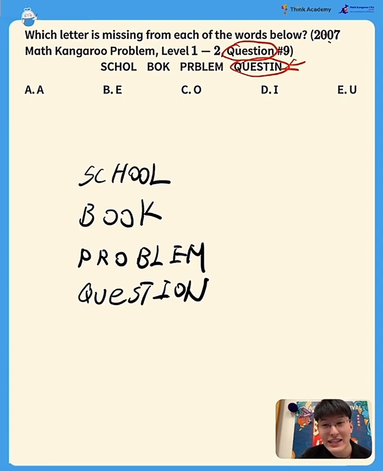So that means the question is, which letter is missing from each of the words below? That means it is O, right? Yes, very good. That means O. Very good. Yes. Because we're missing O, of course. We're missing O, right? So everyone, this is all for today's Math Kangaroo questions.